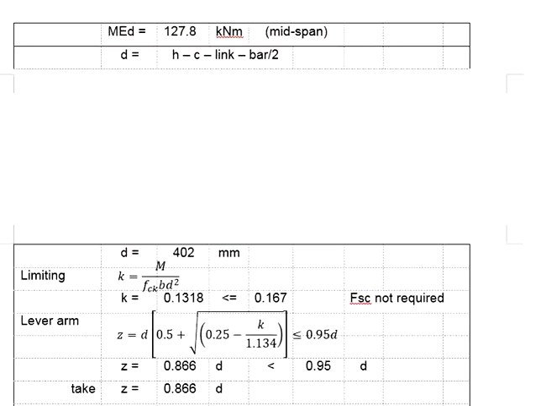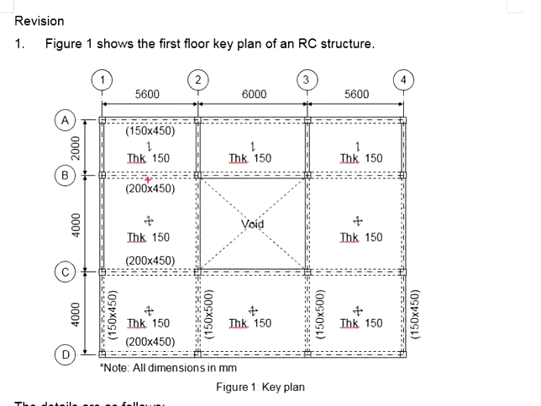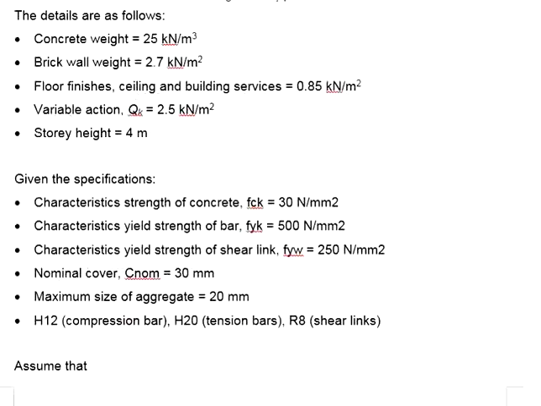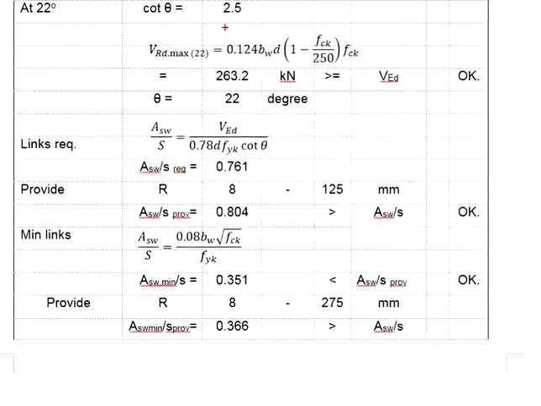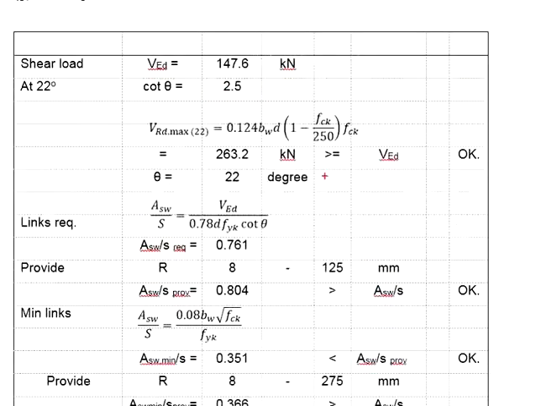It is obtained by subtracting from the height of the beam the concrete cover, the shear link diameter, and half of the bar size. The beam height is 450, concrete cover 30, shear link 8 mm, and bar size is 20 mm. Substitute those values into the equation. We get 263.2 kN.